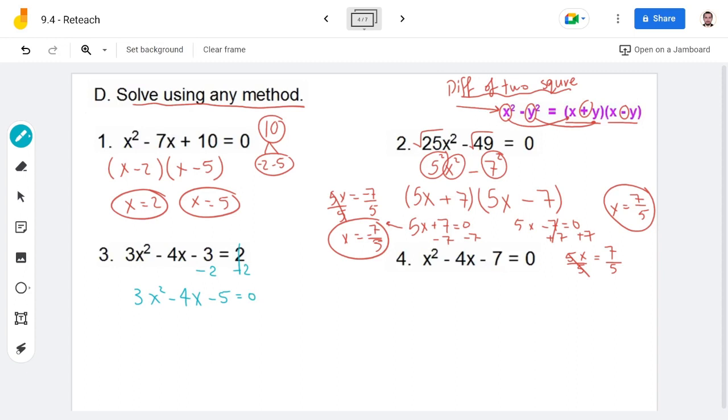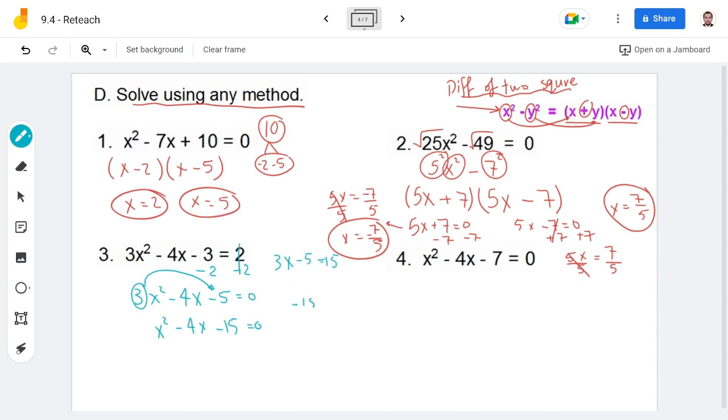Now, try to factor this one here. If I need to factor this one, let's try what we learned, which means first I need to multiply A with C, okay, and try to factor this. Now 3 times negative 5, which is equal to negative 15, right? Okay, so now let's rewrite the question. x squared minus 4x minus 15 equal to 0.